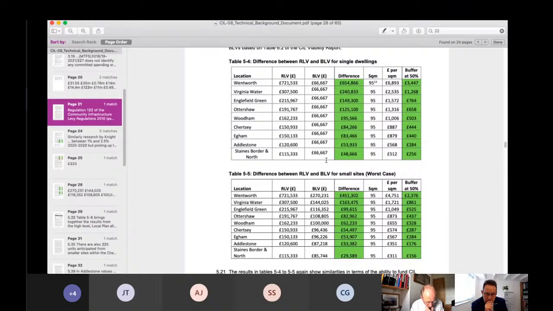Gives us then the pound per square metre, and then the buffer at 50%. So it follows through in the same way as in essence as the other tables, but obviously on a much smaller scheme. Except obviously that, I'm just checking the figures. The residual values that you start off with are not based on 35% affordable. They're based on 0 affordable, because those sites will not attract affordable housing.